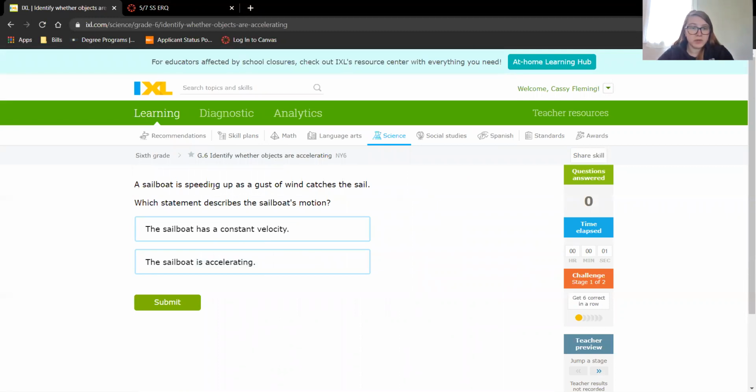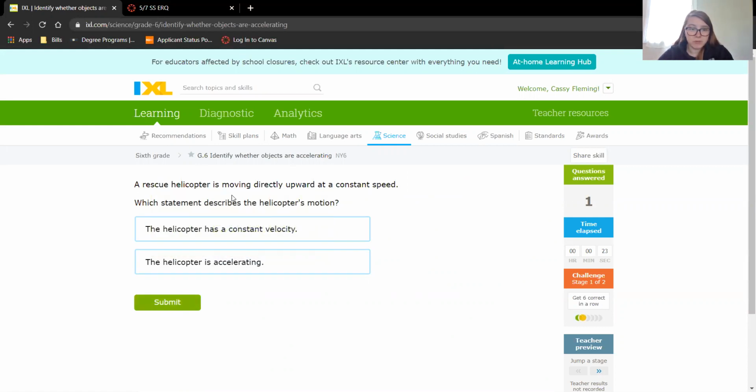A sailboat is speeding up as a gust of wind catches the sail. Which statement describes the sailboat's motion? The sailboat has constant velocity, or the sailboat is accelerating. It tells us it's speeding up because a gust of wind catches the sail, so that means it's going faster, so it's accelerating.